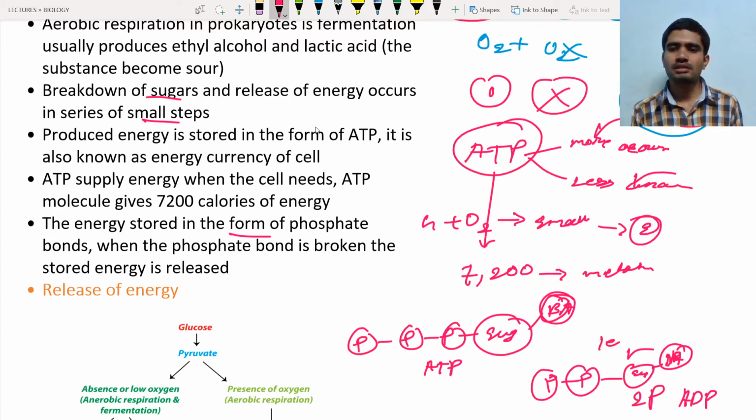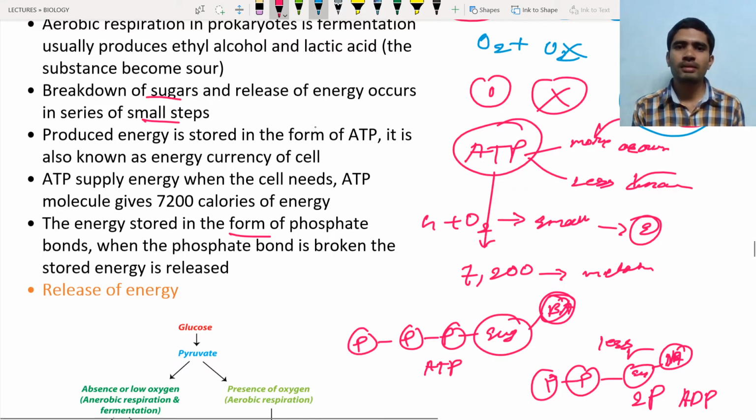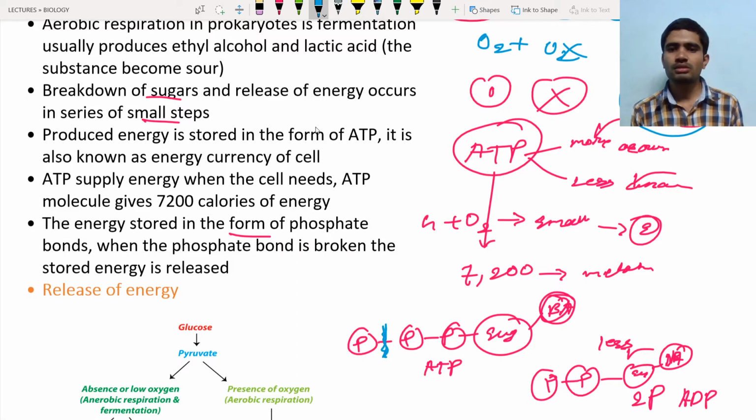ADP contains less energy, hence it cannot provide energy, while ATP contains more energy, and the energy is stored here. Okay, can you see the energy here? The energy will be stored in these bonds. So when the bond is broken down, it is going to turn into ADP, and this energy, which we get from here, will be utilized for the metabolic function.